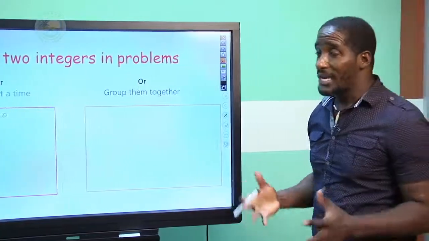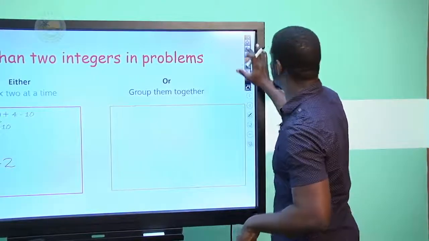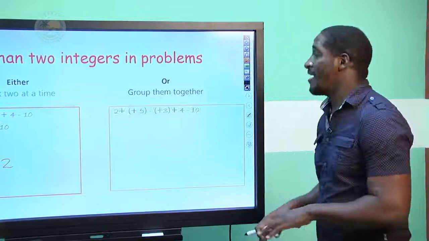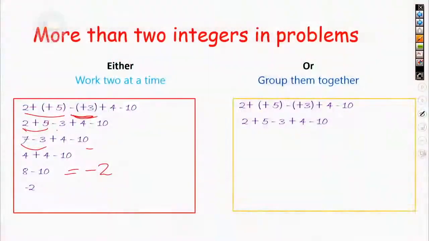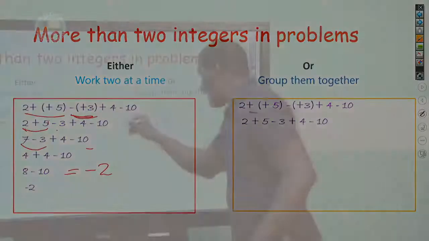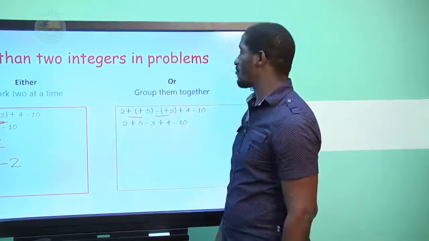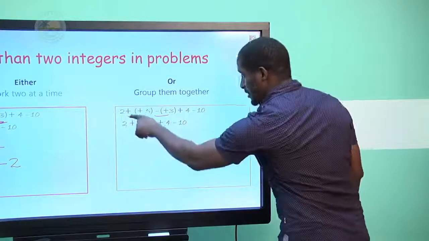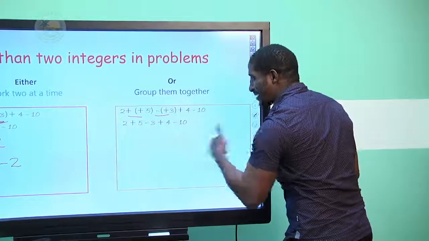Or, what we can do, if we have more than 2 integers in a problem to work, is that we can group them together. So here, we have the same problem as before, and now what we are going to do is just remove our double signs. So scan through the problem. If you see double signs, you utilize your double sign rules. What are your double sign rules? If the signs are the same, replace with a positive sign. If the signs are different, replace with a negative sign. So this here becomes 2 plus 5 minus 3 plus 4 minus 10.